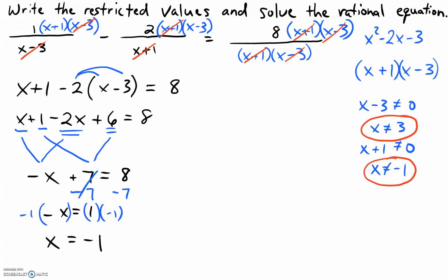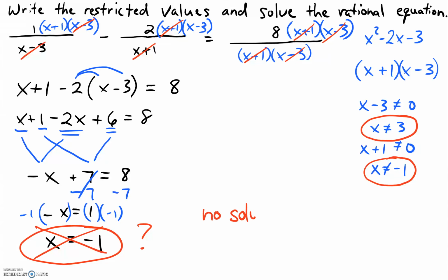And the reason I say potential solution is because we now have to go back and compare that to our restricted values. So in this case, our restricted values were 3 and negative 1. In other words, x cannot equal 3 or negative 1. Well, the only possible solution we got when we worked out the algebra in this problem was x equals negative 1. So since that matches with one of the restricted values, that means that negative 1 is not a possible solution. So in this case, there is no solution.